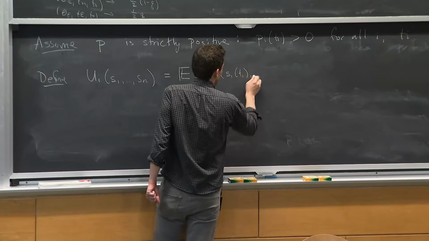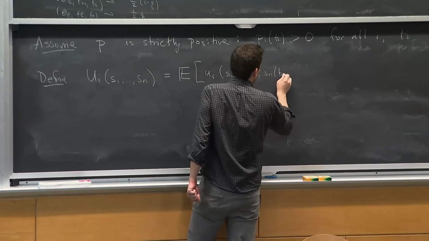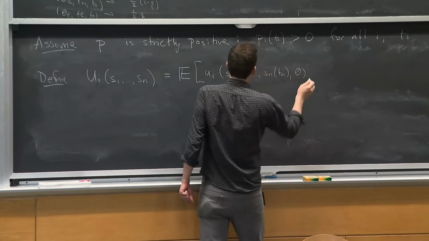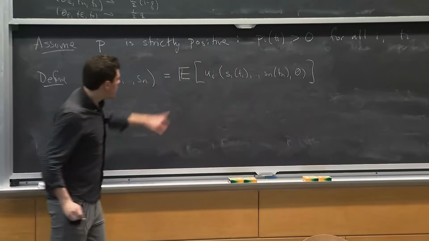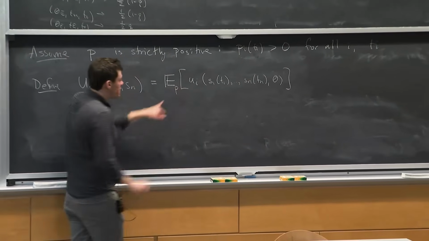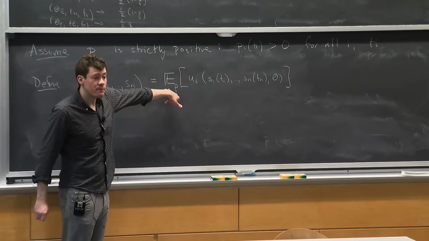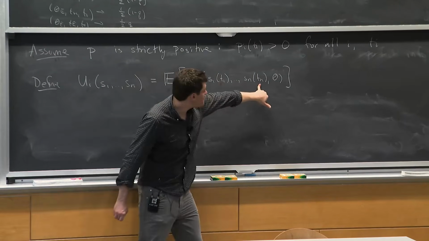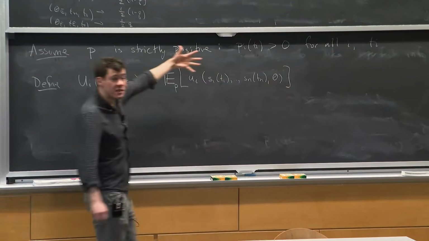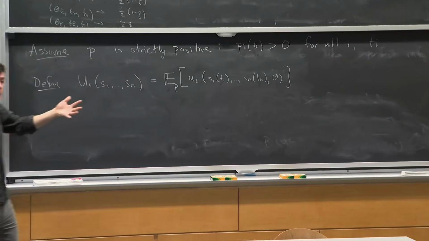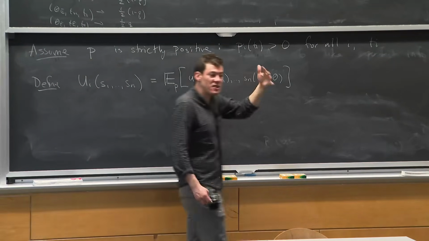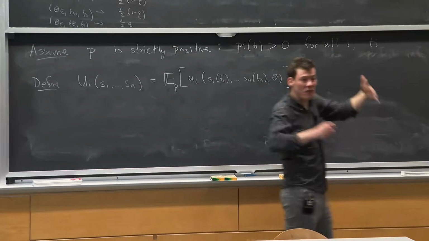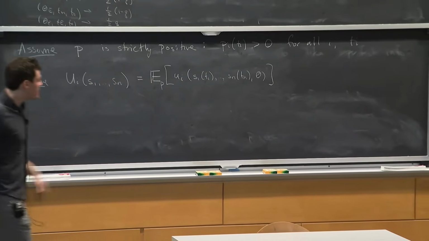s_1(t_1) up to s_n(t_n), theta, where here the expectation is just with respect to this probability distribution P. Because the probability distribution P specifies the joint distribution of t_1 up to t_n and theta. So it makes sense to talk about this expectation. It's a bit of a weird object to think about, because this is this weird calculation that you make before you're born and you know whether you like blue or red. It's a weird thing, but we can define this.